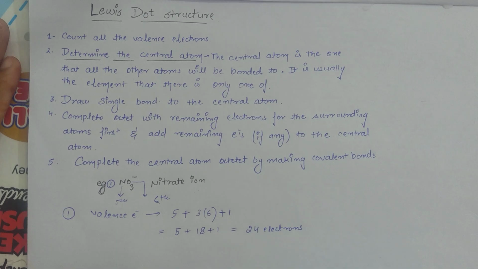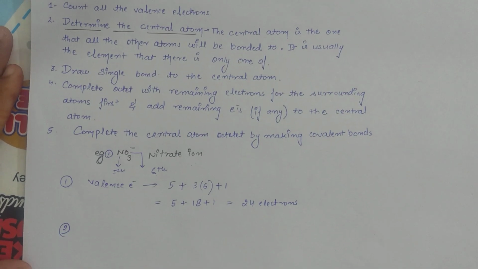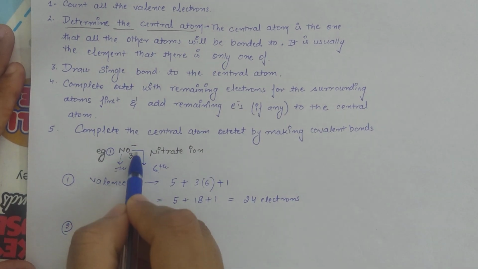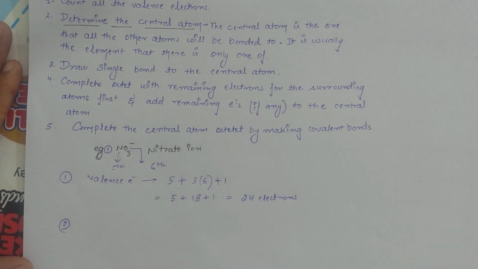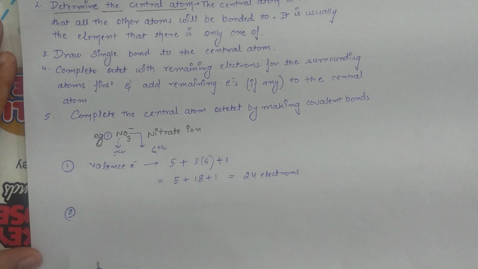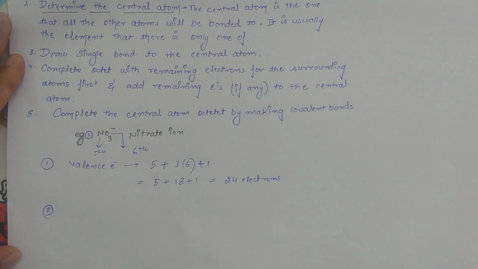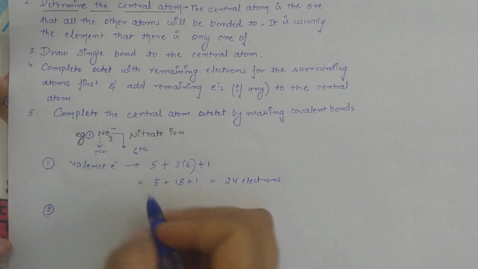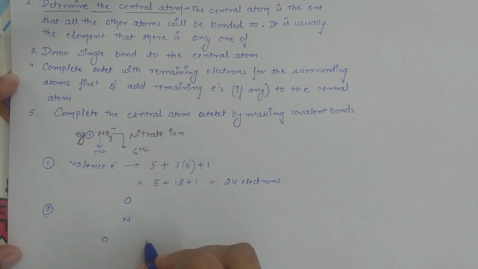Now we will move to the next step. The next step says that you have to determine the central atom. If we consider NO3 1-, how will you calculate the central atom? The central atom is the one which is only 1. So here it's nitrogen. You can also consider the central atom as the atom having the least electronegativity. So in this case it will be nitrogen.